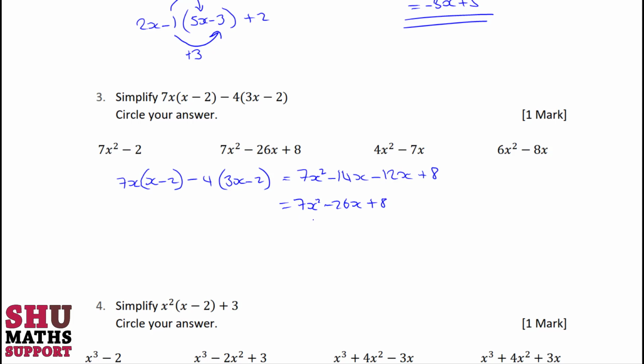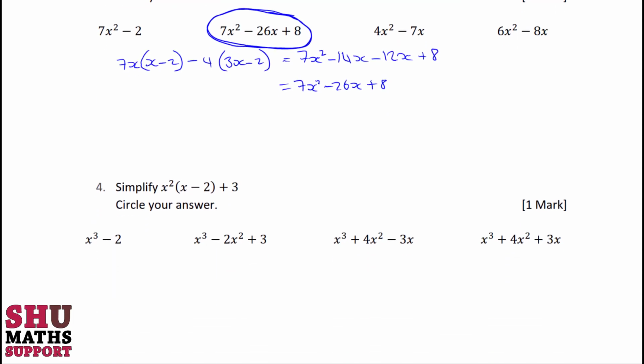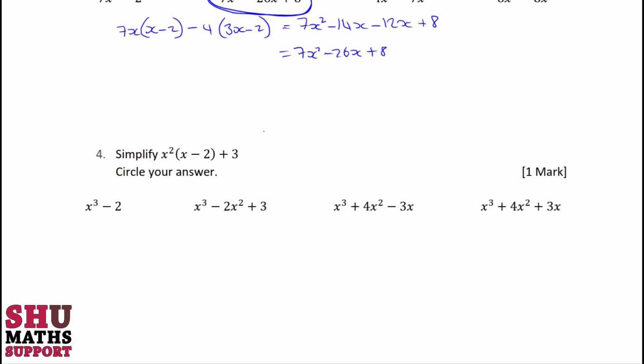So we'll just look in the list and see if we have this answer. So it's the second option, so it was 7x squared minus 26x plus 8, and we'll just give that a circle. And then we've completed the question, so we should get our 1 mark. Now the last exam style question is we have simplify x squared times (x minus 2) plus 3. And again, it just wants us to circle our answer.